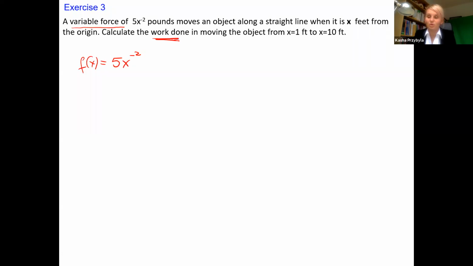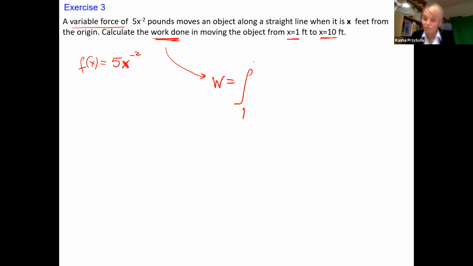Work done. That's what we have to do in this case. It's a variable force. How can we compute work? Everything is given from 1 to 10. How can we compute it if it's not fixed, if it depends on x? We do have the formula for the force. How can we compute work?